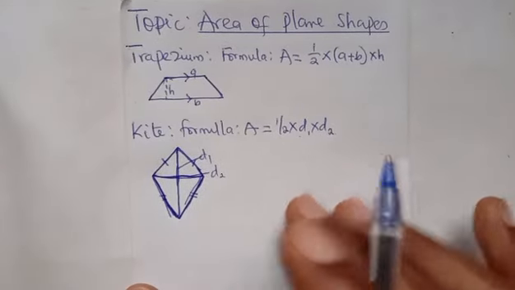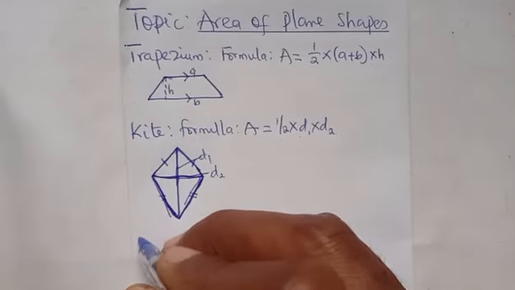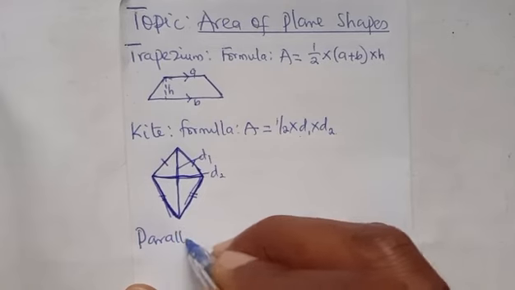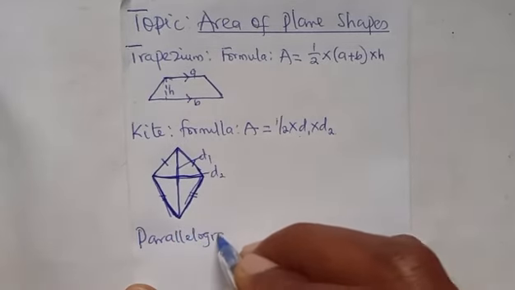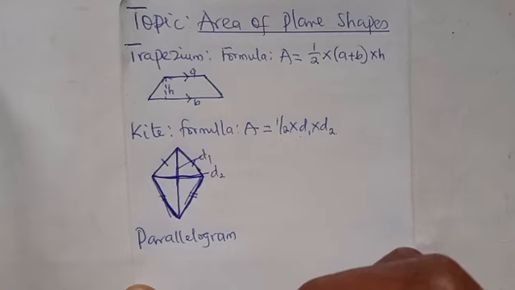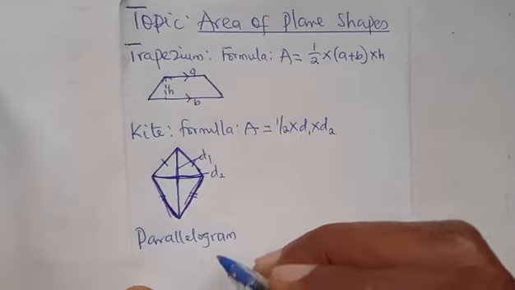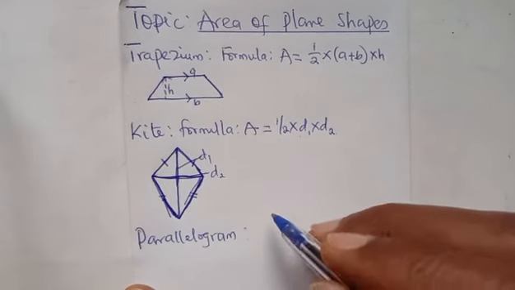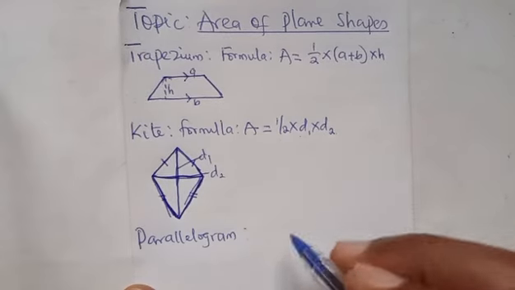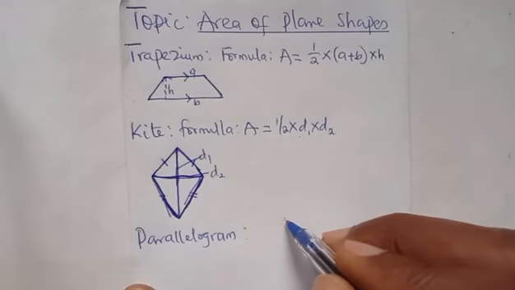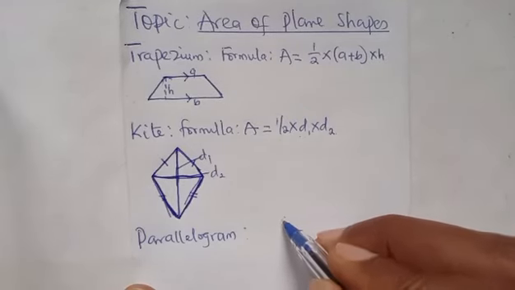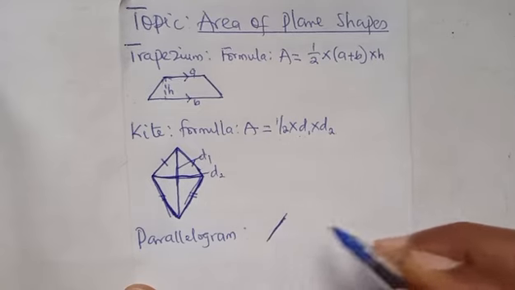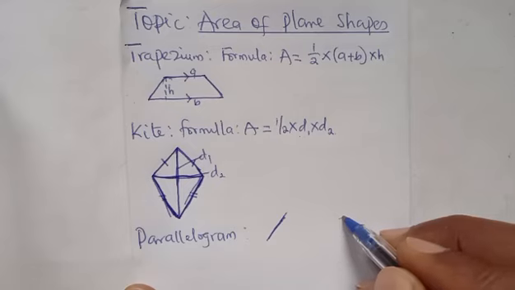Next one is parallelogram. Please make sure you didn't bite your tongue in this one. Let me give the diagram for it. It's just like a square that is slanted, a rectangle that is slanted. Is that okay? That is one thing to remember this shape with.